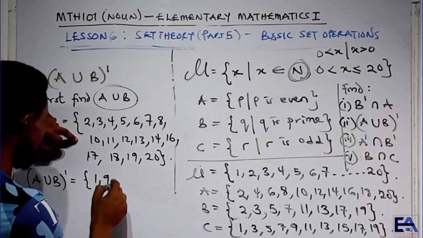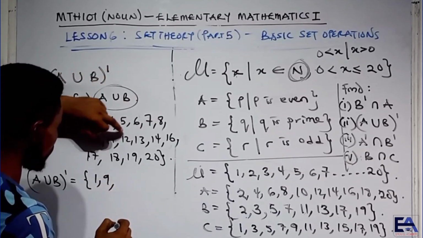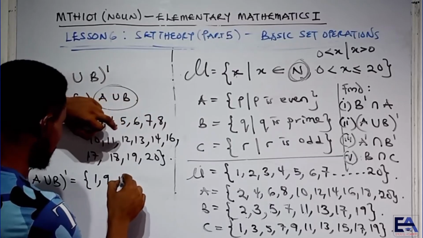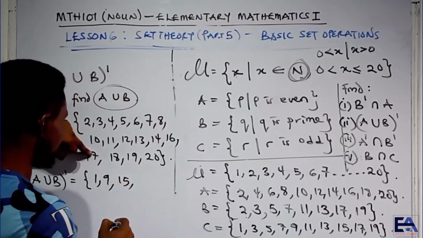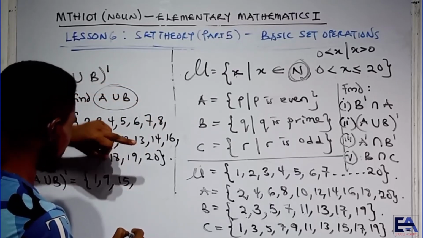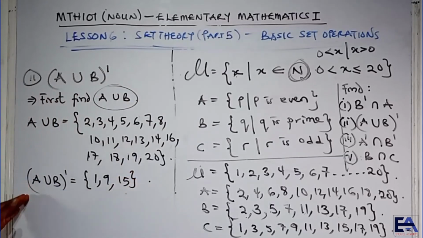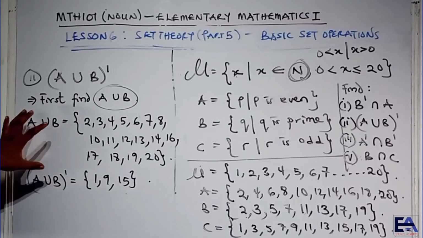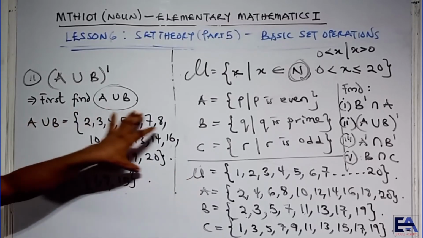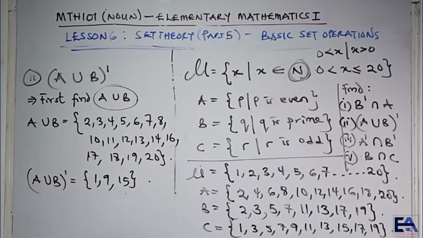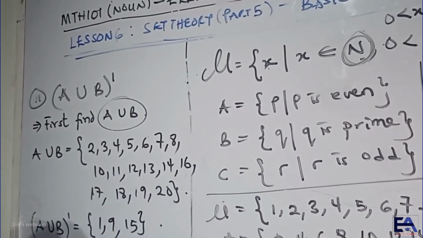That would be 9, 10, 11, 12, 13, 14, 15, 16, 17, 18, 19, and 20. So this is the answer for (A union B) complement, the set of all elements that can be found in the universal set, but not in the union of A and B. Okay? All right, so we move on to the next question.